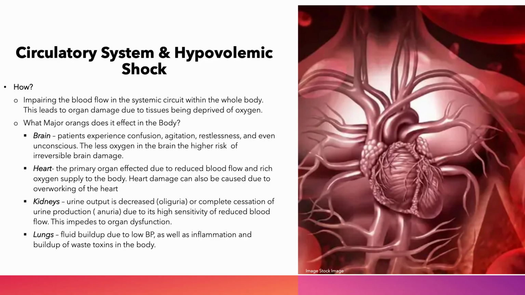Patients experience confusion, agitation, restlessness, and even unconsciousness. The less oxygen in the brain, the higher the risk of irreversible brain damage. The heart is actually the primary organ affected due to reduced blood flow and oxygen-rich blood supply. Heart damage can also be caused by overworking of the heart. Kidney output is also decreased, or urine production ceases completely, due to high sensitivity to reduced blood flow, and this also impedes organ function. In the lungs, we have fluid buildup due to low BP, as well as inflammation and buildup of waste toxins in the body.